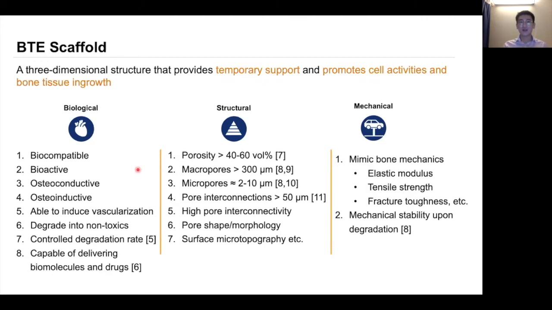Just imagine if this BTE scaffold were to be put into clinical use for human beings, there's definitely more things to consider. But these are just the most fundamental ones that a lot of researchers and recent studies have been evolving and circling around. And if we look at the biological performance first, in fact, there's no better way than to simply use a bioactive material to achieve the biological properties that we want.